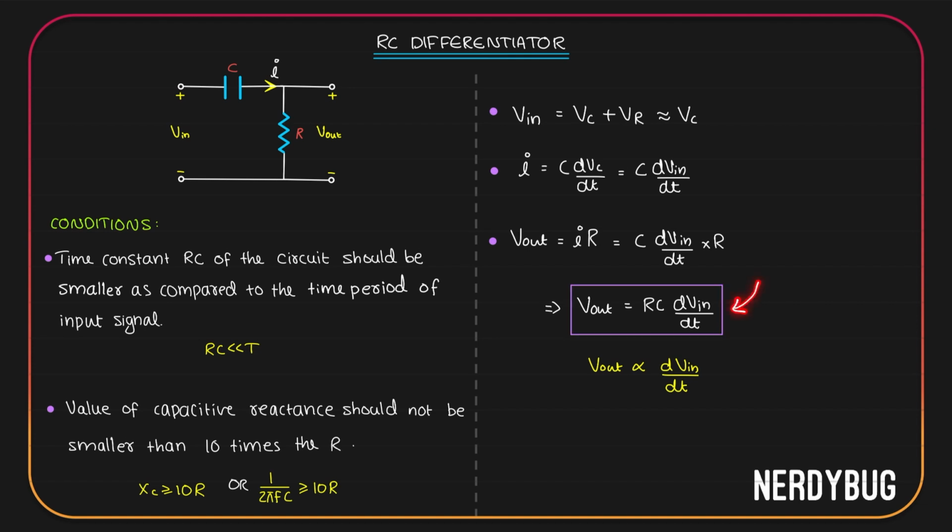We got this expression as the output only because we took Vc is approximately equal to V in. We got Vc is approximately equal to V in only because we took Xc is very much greater than 10 times R. So that is the justification for the second condition.